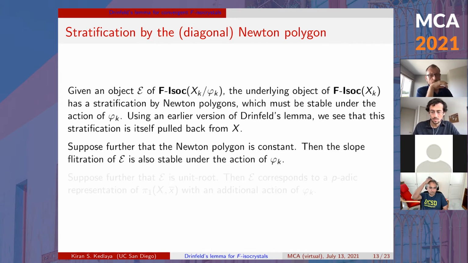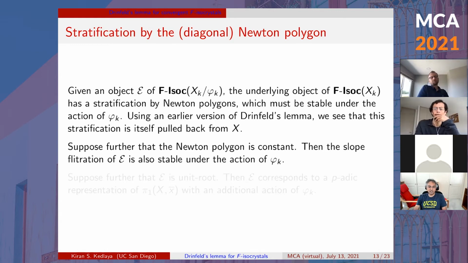Now this means that, for example, I can find an open dense subset of X where I get a constant Newton polygon, which would not have been true had I not done this step, right? I would have taken an open subset of X_k, which doesn't necessarily come from X. So now I can go to an open subset of X where I have a constant Newton polygon, and then the slope filtration of E will itself be stable under the action of phi_k, again because it's uniquely determined by the underlying object without the phi_k action.